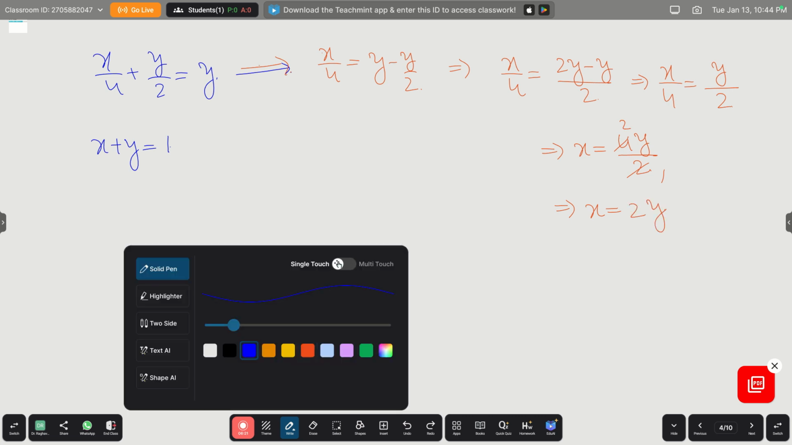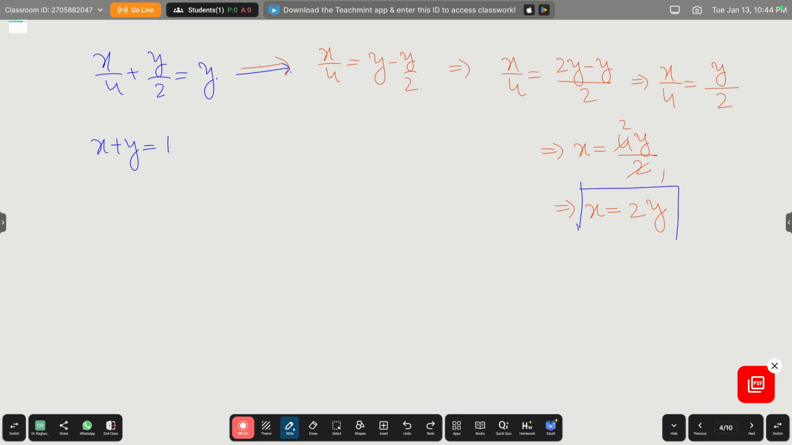Finally I could express one variable in terms of the other. Now I'll use this in the second equation, which is x plus y equal to 1. This x is actually equal to 2y. So I'll get the equation in one variable. x is equal to 2y, that is there in the box.